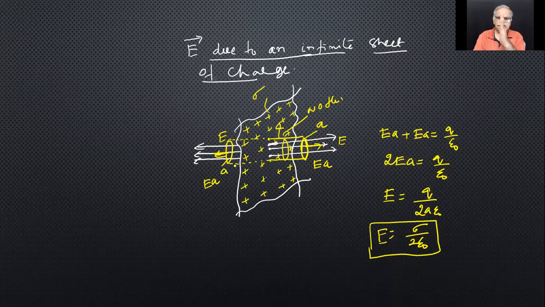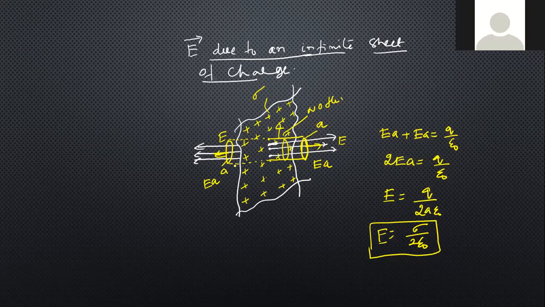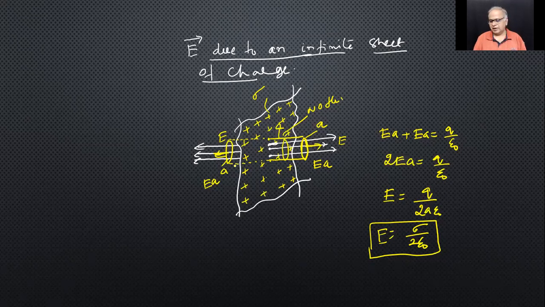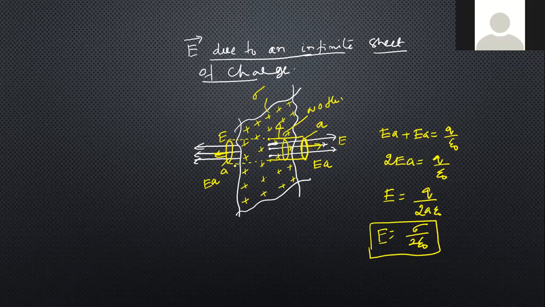Yes, sir, followed. Now, if I had two plus charges like this, plus sheets like this, I'll get sigma by 2 epsilon 0 because of this in this direction away, because of the sigma by 2 epsilon 0 this way. Superposition tells you that E will be 0 in the middle. Can you see both my hands? It'll get cancelled.